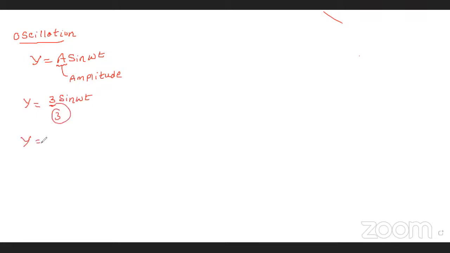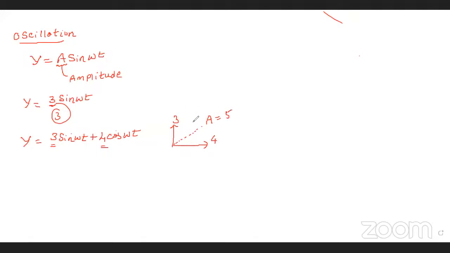Suppose I give the equation like this: 3 sine omega t plus 4 cos omega t. How are the 3 and 4 related? One is sine and the other is cos, which means 3 and 4 are perpendicular to each other. If 3 and 4 are perpendicular to each other, the resultant amplitude will be 5.